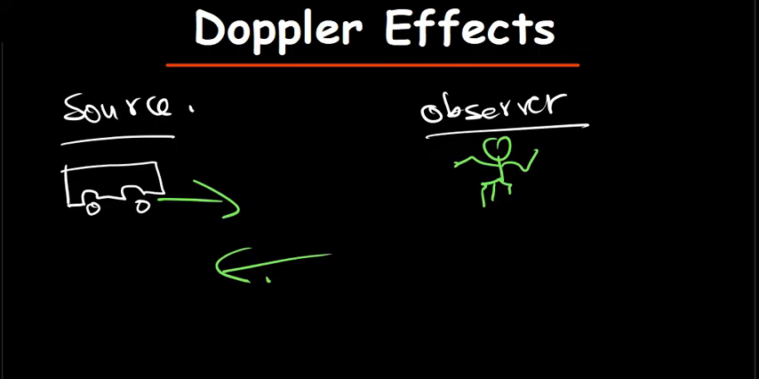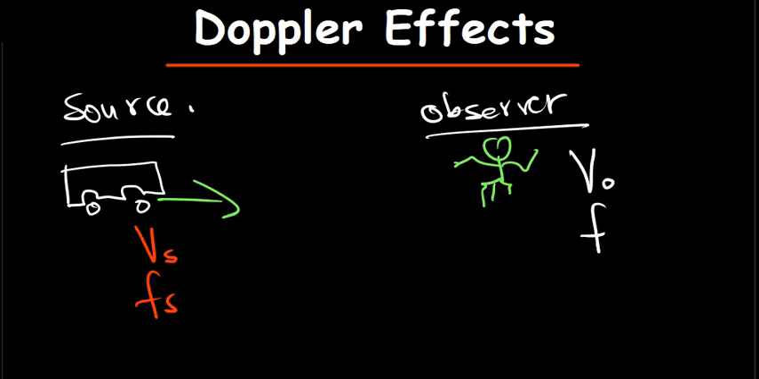So, as the car is moving toward you, this car is going to have a velocity. The velocity of this car, we are going to call it the velocity of the source, which is Vs. It's supposed to have a frequency. This frequency, I'm going to call it the frequency of the source. As you are standing, you are not moving, but we expect you to have a velocity. That velocity, we'll call it the velocity of the observer. At the same time, you are going to have a frequency, which we are going to call the frequency of the observer.